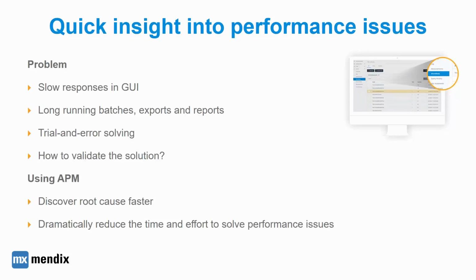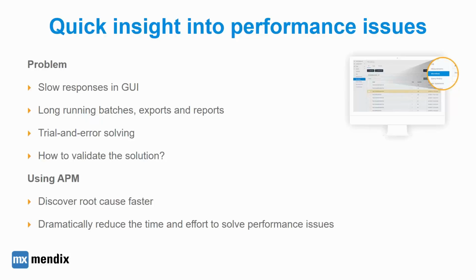Let me get into the first case. Suppose you have a slow response in the GUI, or you have a long-running job like a batch or an export or a report. How are you going to solve that without APM? Are you going to do trial and error, or are you going to build in some statements to capture timings of certain steps? That's all cumbersome. You need multiple restarts, multiple deployments, and it is what it is, trial and error.